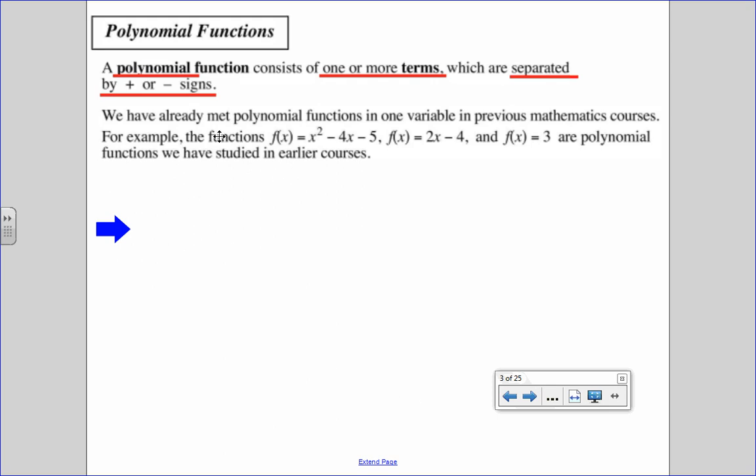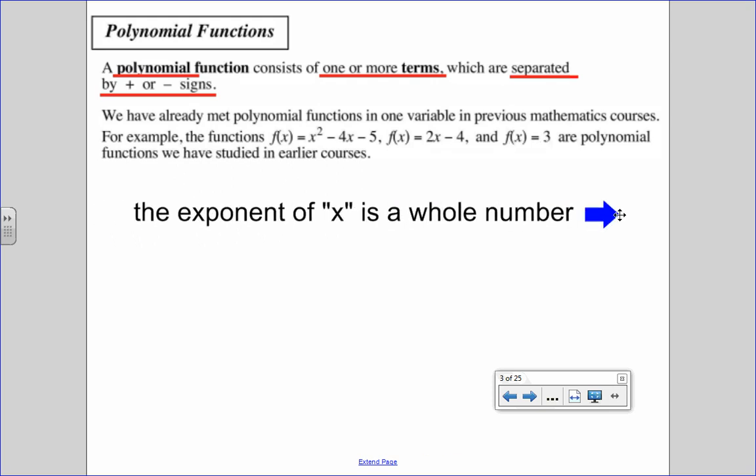So we've already dealt with polynomial functions before. For example, f of x equals x squared minus 4x minus 5. That's a polynomial. It's a quadratic. 2x minus 4, that's also a polynomial. It's a linear function. And f of x equals 3 is also a polynomial function.